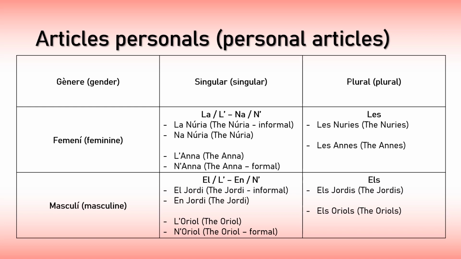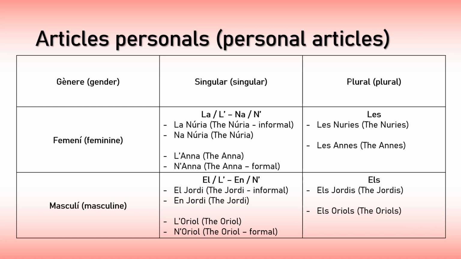So the articles are also la, les, el, and els, following the same pattern as definite articles. However, there are specific personal articles for the singular form, and those are na and en.